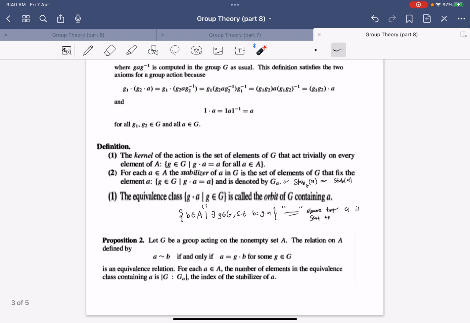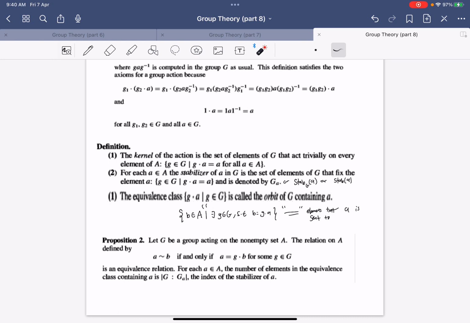So more definitions is that the kernel of the action is the set of G such that G acting on A equals A for all A. And the stabilizer is the G that fixes that particular A. So for each A, the stabilizer is all the G's such that G dot A equals A.